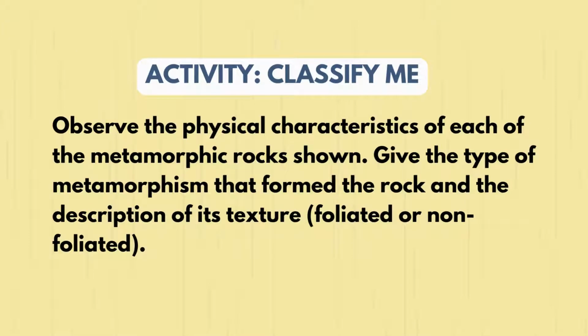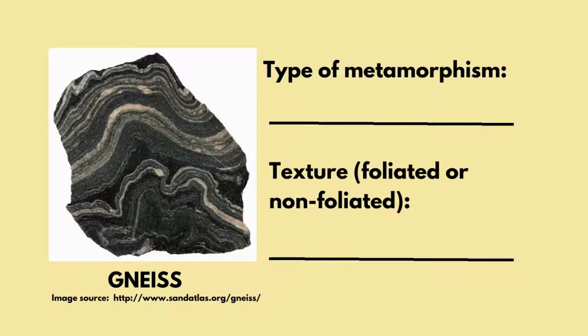Let's try to do this activity titled Classify Me. You are going to observe the physical characteristics of each of the metamorphic rocks shown. Give the type of metamorphism that formed the rock and the description of its texture, foliated or non-foliated. Let's try the first one.